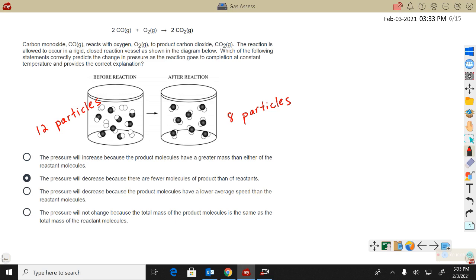Okay, so now I'm going to have a situation where the volume is constant, the temperature is constant, so the pressure will be dependent on just the number of particles. And so I just counted the number of particles before and after. After, I have fewer particles, fewer collisions, which means that the pressure should go down.